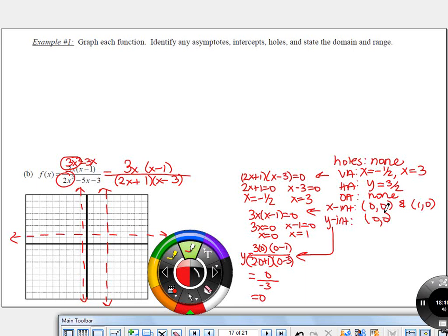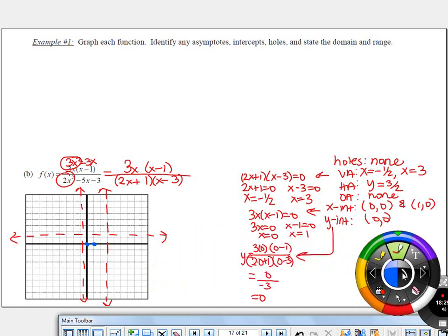Okay, so I'm going to go ahead and plot all of that information on here. So I have x and y-intercept at 0, 0, and I have another x-intercept at 1, 0. Okay, so let's look at what's happening with our sign chart, and then we'll come back and do our domain and our range.